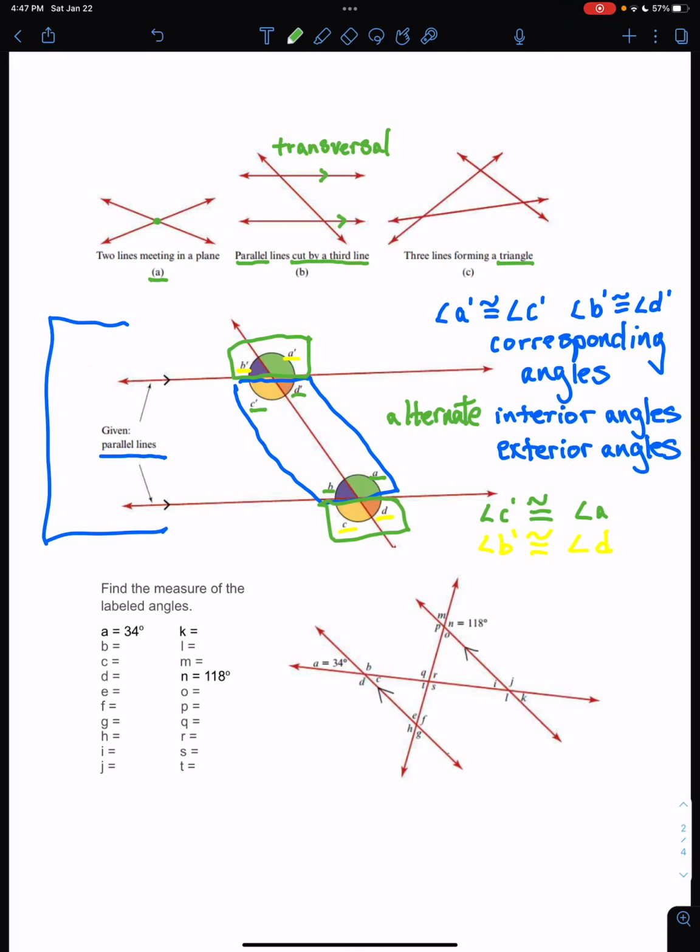Hi, I'm back talking about parallel lines cut by a transversal. So we talked already about lots of different pairs of congruent angles that can be found in a set of parallel lines cut by a transversal. Problems that you will see of this vein will ask you, as this one does at the bottom of the page here, to find the measure of all of the labeled angles.